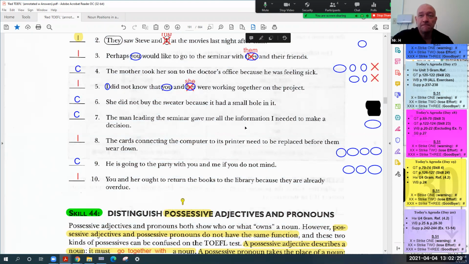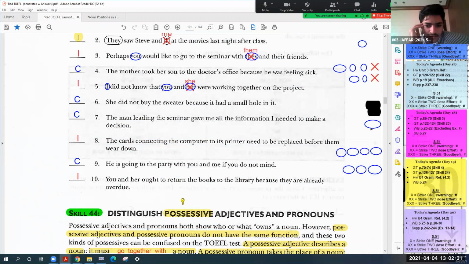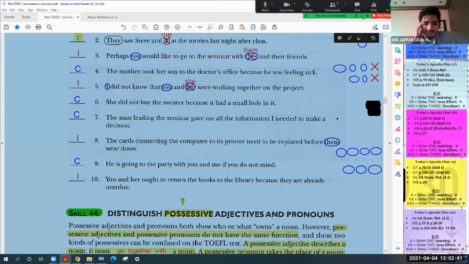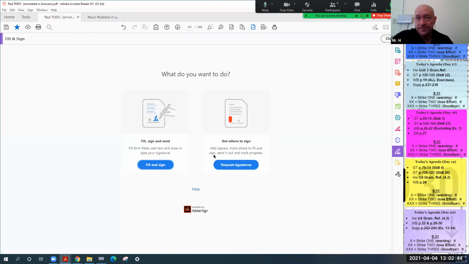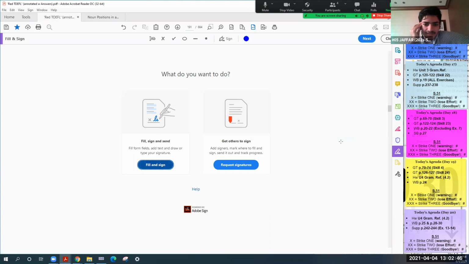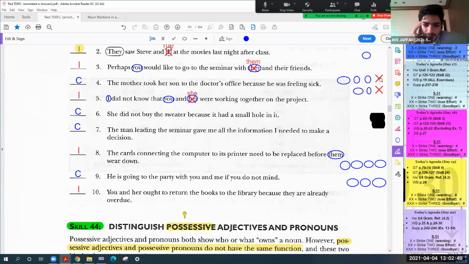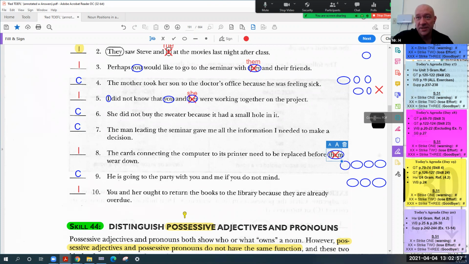Can you find a pronoun though? Do you see the problem? Before they should be they. We need a subject, right? We want a subject pronoun. So what am I going to use? They. Okay. All right. Let's do number 10.